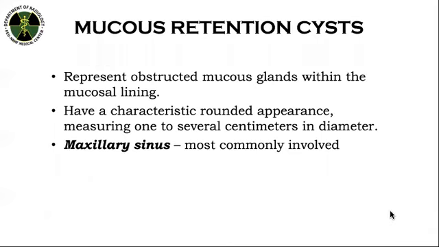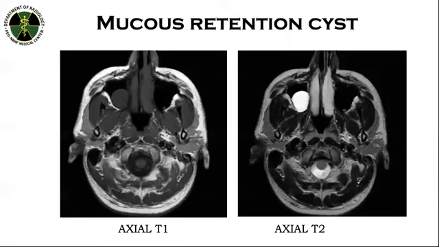Then next is the mucus retention cyst. It represents obstructed mucous glands within the mucosal lining. It has a characteristic rounded appearance, measuring 1 to several centimeters in diameter. And the most commonly involved sinus is the maxillary sinus. So this is an example of mucus retention cyst.